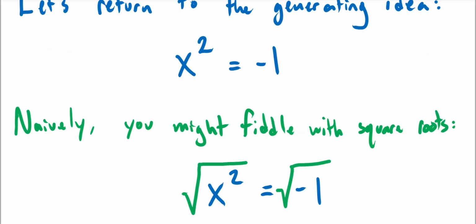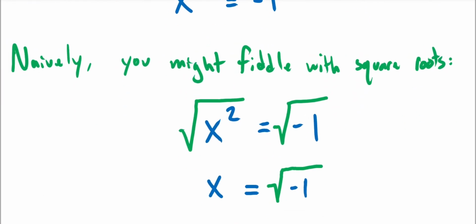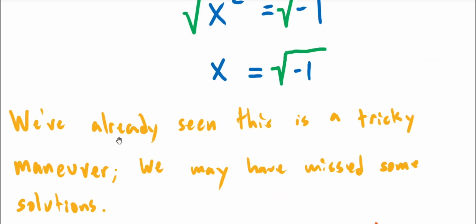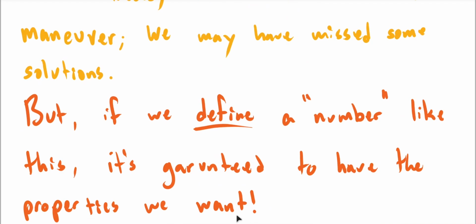Now, you might think that you could fiddle around with some square roots and get some kind of an answer here, or at least an equivalent condition, and namely, whatever it is could be the square root of -1. Now, we've talked about how this maneuver of square rooting a square is a little bit tricky. We might have missed a negative solution here, but this will satisfy. If something has this property that it's the square root of -1, it will satisfy the original equation. So, even though we might have missed a solution here, and we will come back to that, what we will do is define a number by this property, that it is the square root of -1.